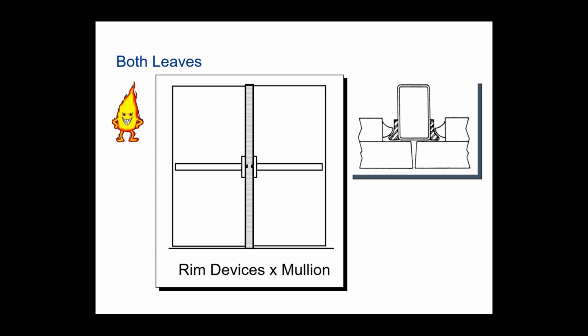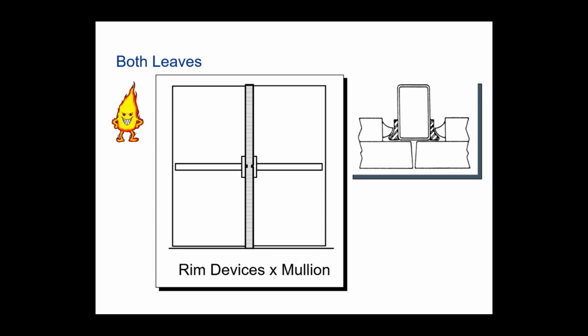Rim exit devices, they also have a place, but you have to use something special in the middle, and that's called a mullion. That mullion acts just like a hollow metal frame, and it allows that rim exit device to surface apply itself, so that way it can be operable.